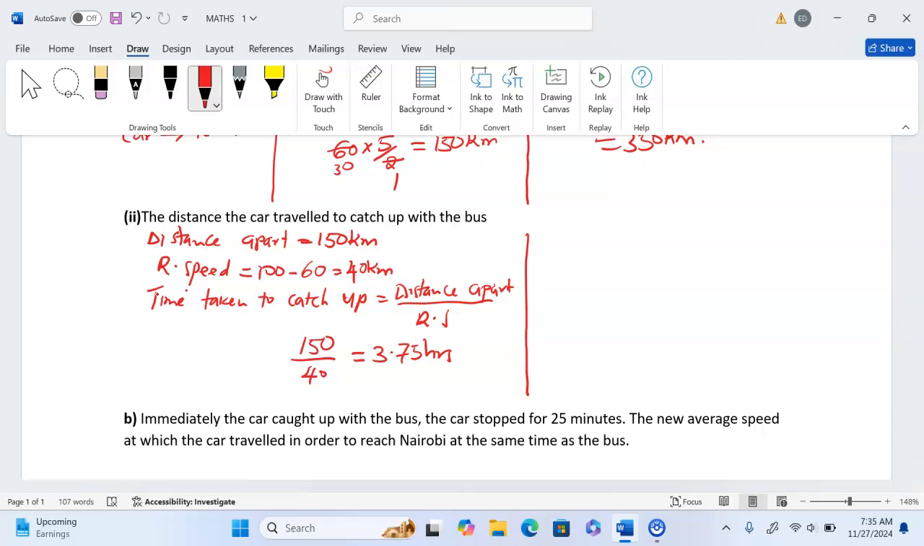So what is the question asking? The distance the car traveled, and in this case now to get the distance, we take the speed of the car, which is 100, we multiply by the total time taken to catch up of 3.75, and this one gives us 375 kilometers.